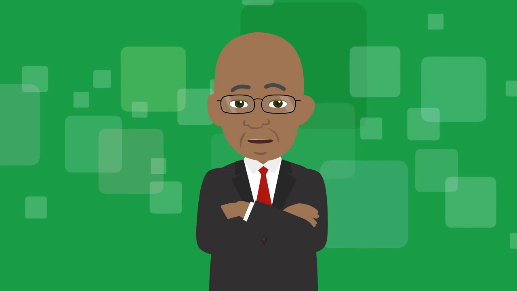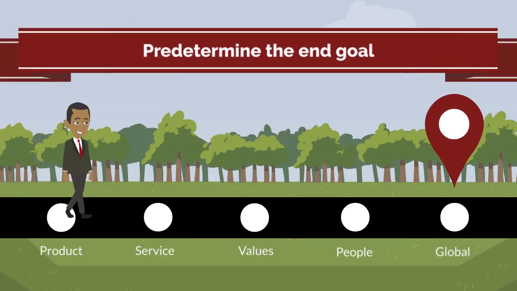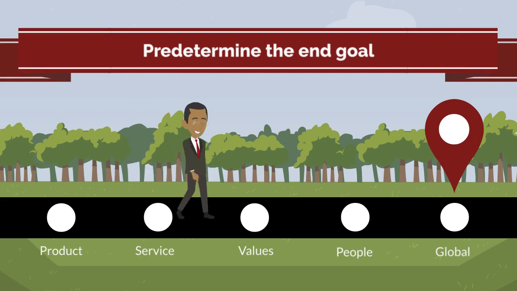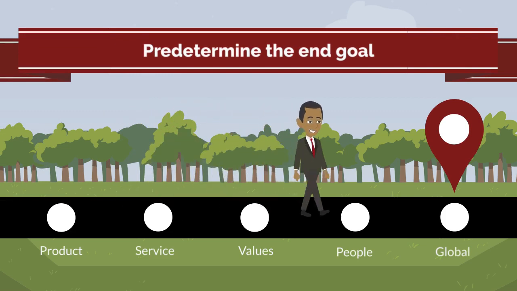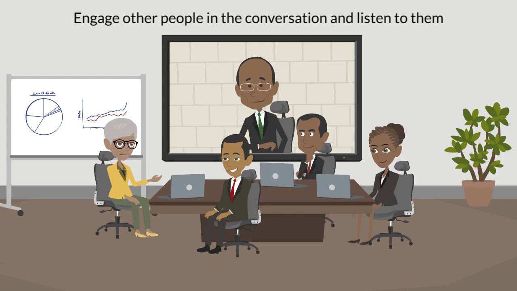The principles of communication help you to focus on delivering your information effectively. That includes things like predetermining the end goal and drafting your communication effectively to reach for that objective. Determine which indicators can best demonstrate that your goals have been achieved. Engage other people in the conversation and listen to them.